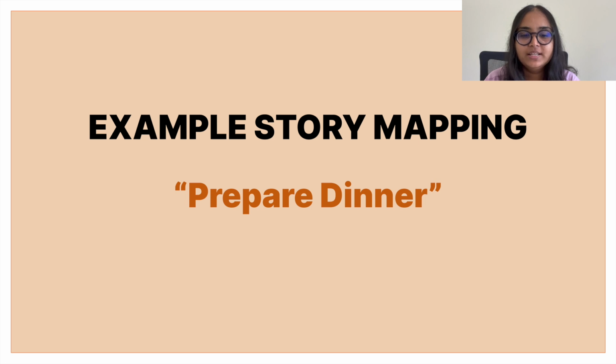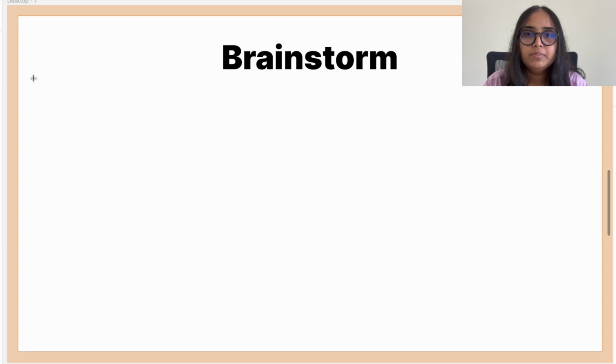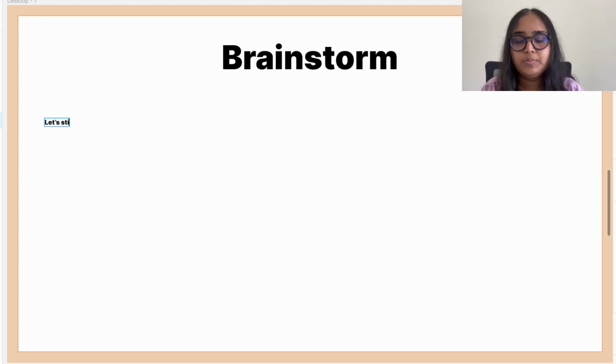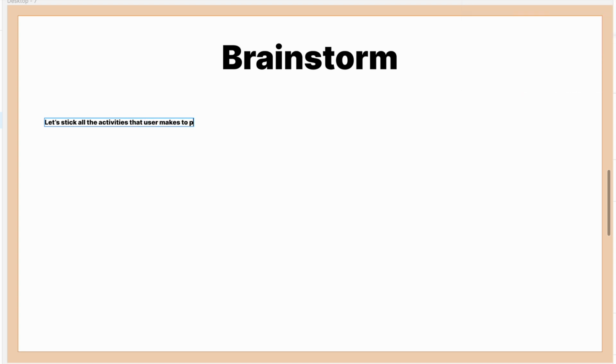Let's start working on an example story map for preparing dinner. For better understanding of user story mapping, I picked a very simple example, which is preparing dinner. I think of all the possible situations for how the user prepares their dinner. So now I am starting the brainstorming process. I am going to create a card for each task the user performs, step by step, and stick all the cards on the whiteboard to brainstorm and analyze the user activities.